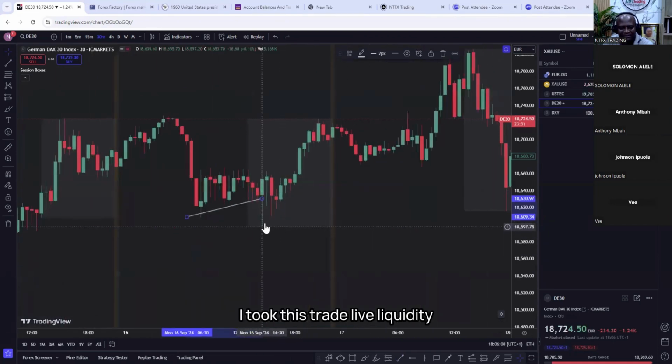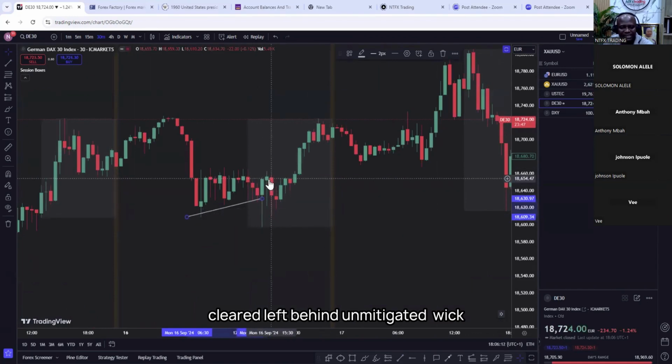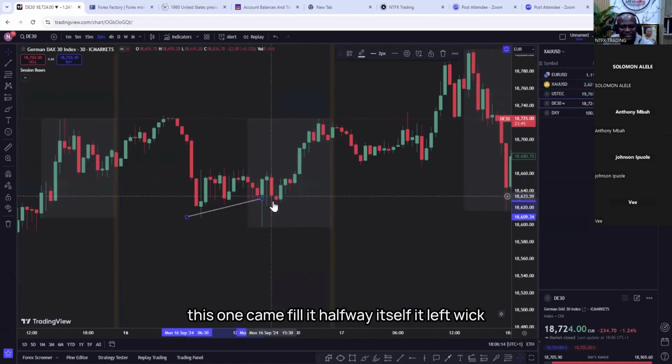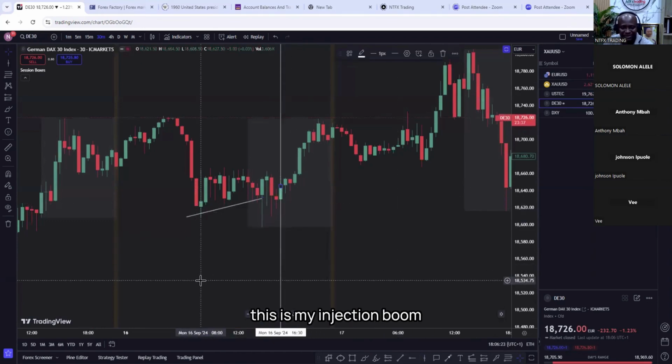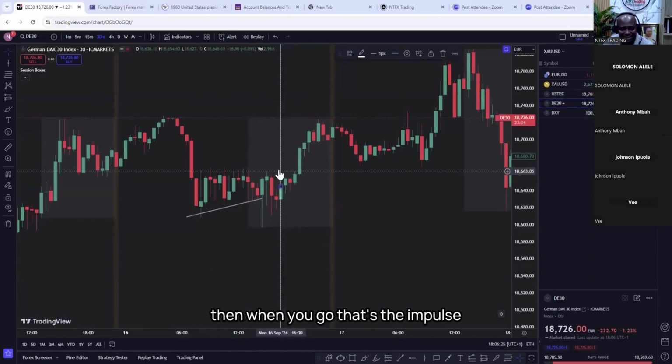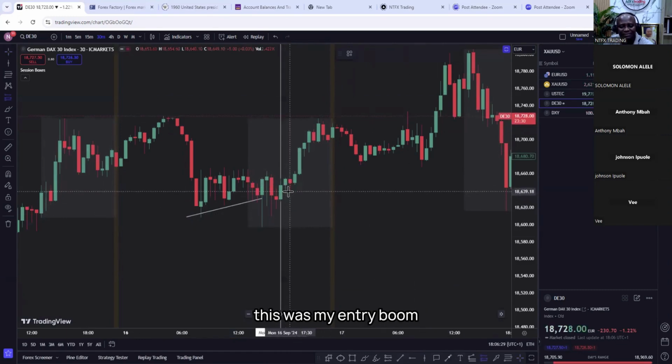I took this trade live. Liquidity cleared, left behind unmitigated weak. This one came, it didn't fill it. This one came, filled it halfway, itself it left weak. This one came. This is my injection. Boom. Then when you go, that's the import. This is the pullback on 1 minute time frame. This was my entry. Boom.